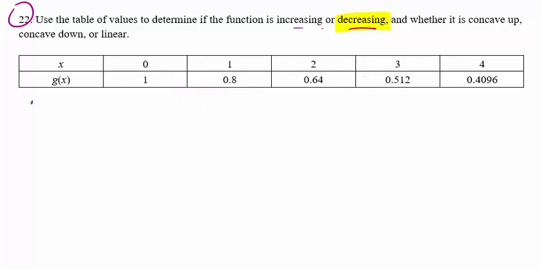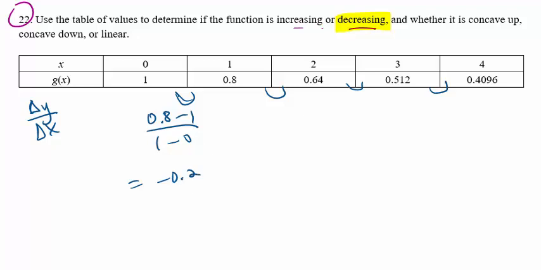To determine the concavity, you can analyze the rate of change of the function. It's really how it's changing. So change in y over change in x, you can take each pair of consecutive points and calculate that ratio and see what's happening as x gets bigger. Okay, so we'll do a couple of them and then I'll show you one other option. So (0.8 minus 1) over (1 minus 0) is negative 0.2.